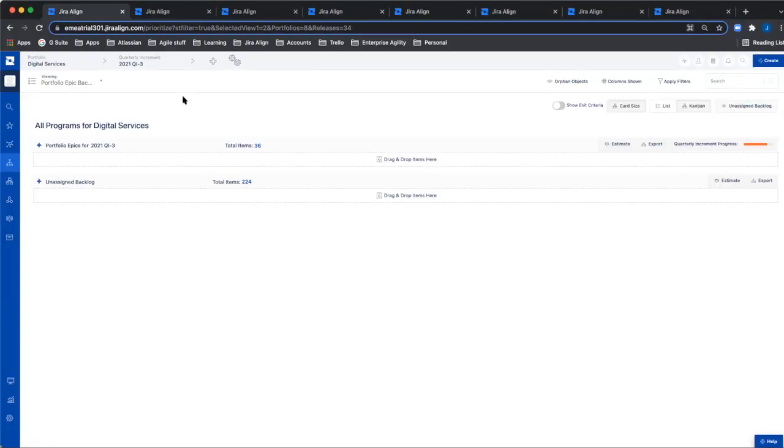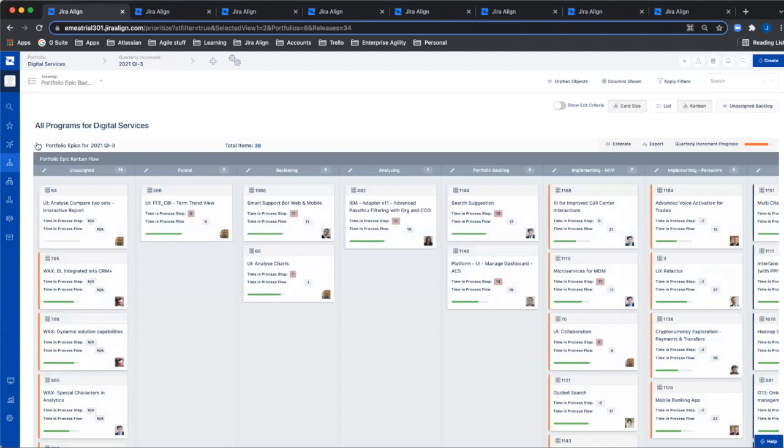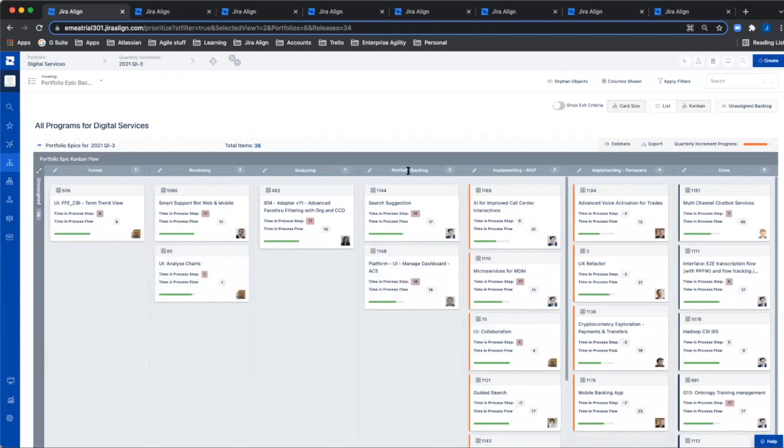Welcome to Jira Align. I've jumped straight into our portfolio backlog here, as you can see on the screen. We're looking at an entire portfolio's backlog for work planned over a specific quarterly increment. I've already opened up the Kanban that has been set up for this system. We have to start there, with setting up this portfolio epic Kanban flow, which is also great for the leadership team to come around and identify the progress of work items.